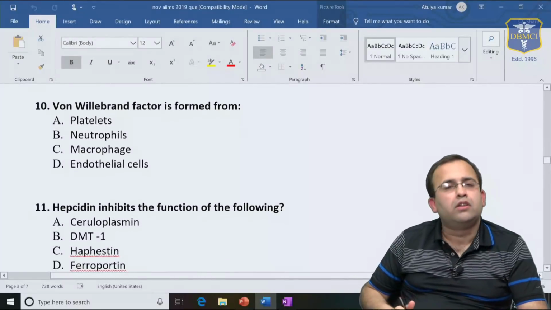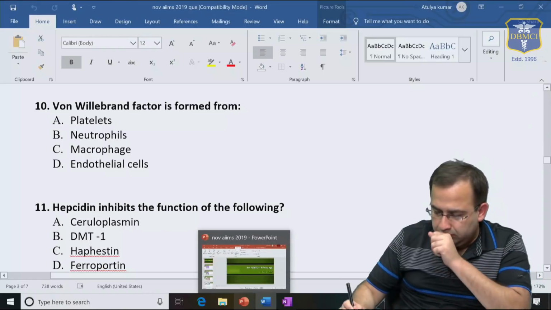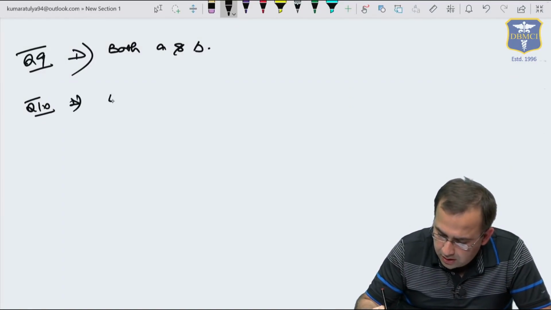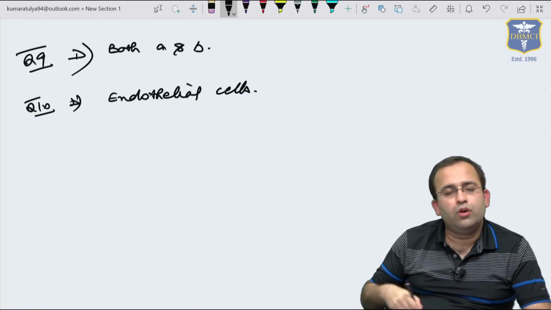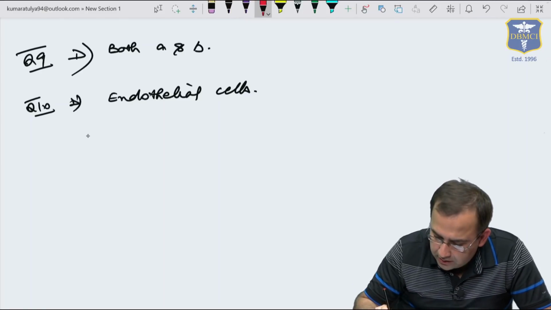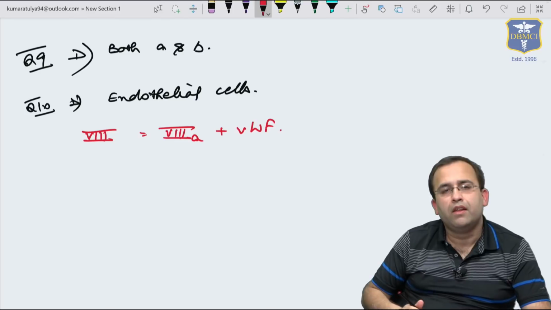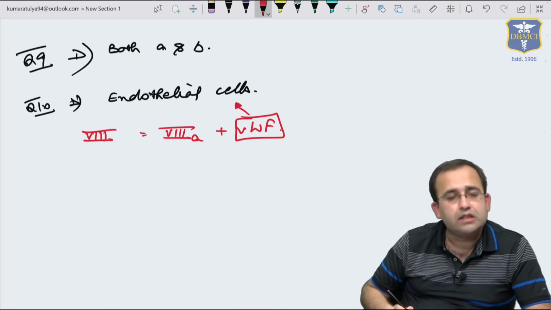Von Willebrand factor is formed from endothelial cells. This is something that you know even from physiology. Von Willebrand factor is synthesized from endothelial cells. You also know that factor 8 is factor 8A plus von Willebrand factor. Von Willebrand factor is synthesized by endothelial cells.